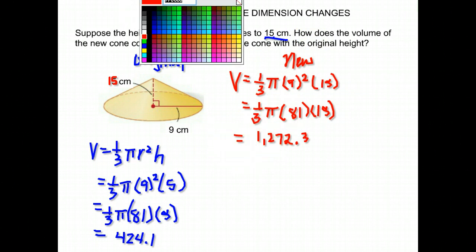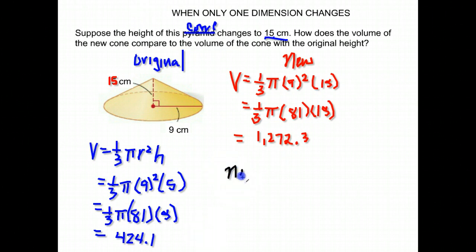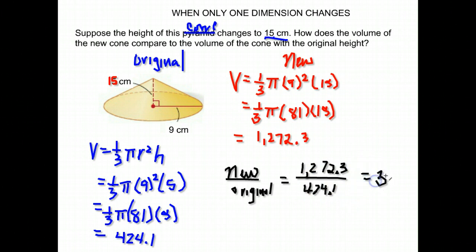To figure out what that change is or how it compares, what we do again is take the new volume, divide it by the original. And that will tell us how many times bigger our volume is. So the new volume was 1,272.3. The original was 424.1. Just go ahead and divide that. And notice we get about 3. So what is the change? It's 3 times the volume.